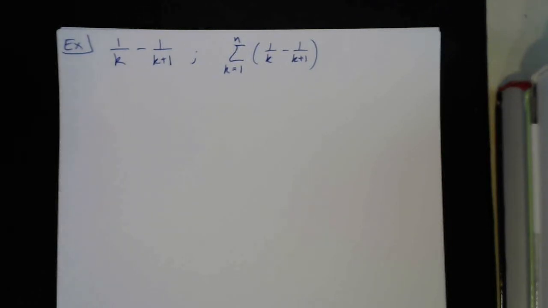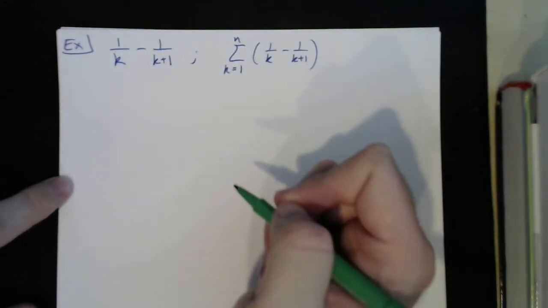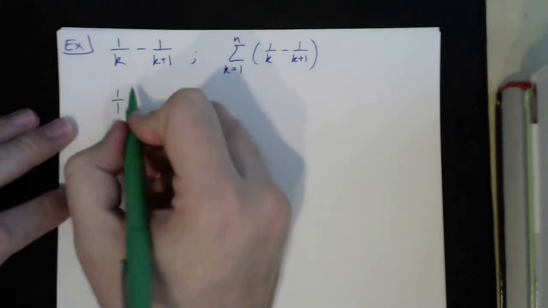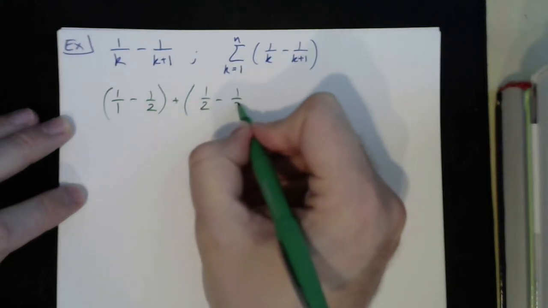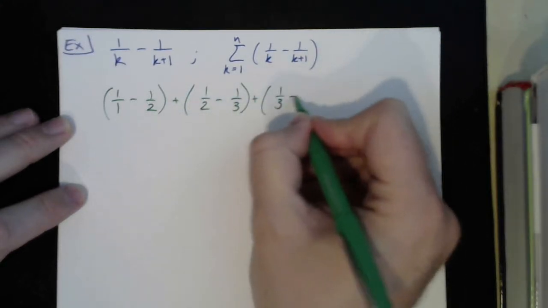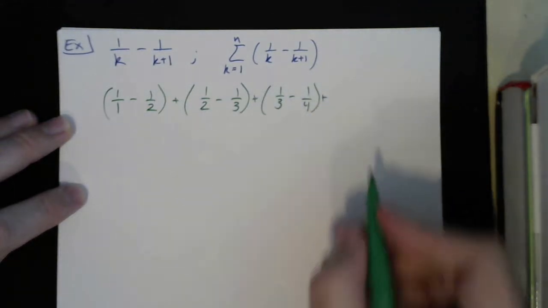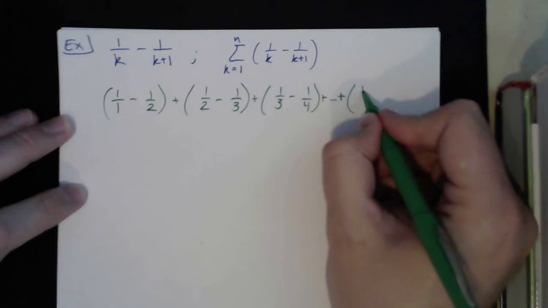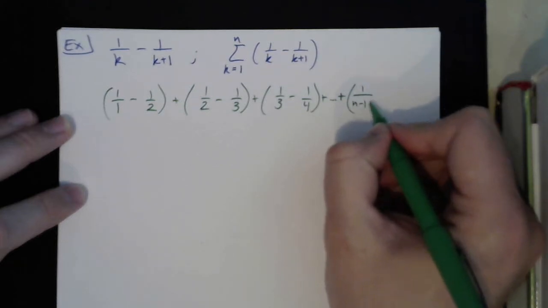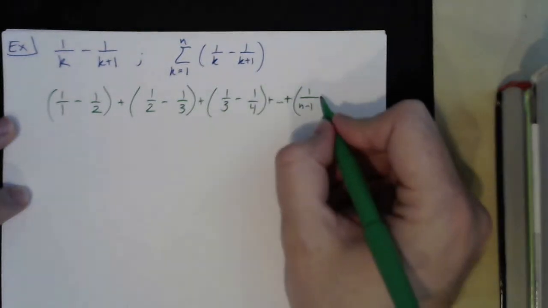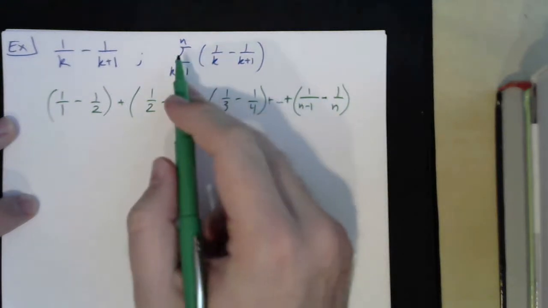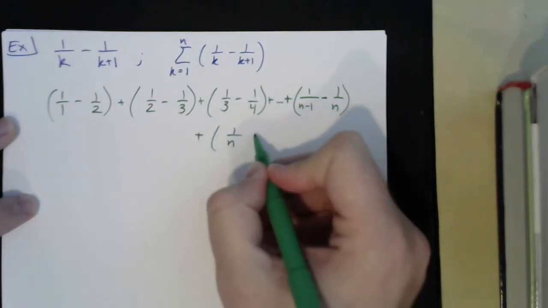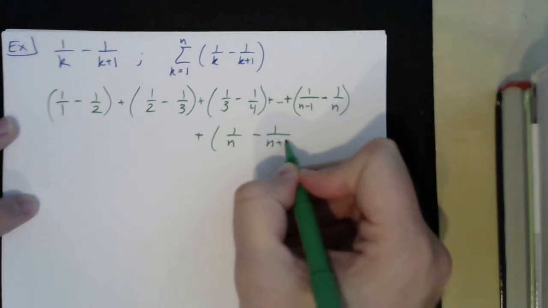So again, you should have seen this in Calc 2. It's a very famous type of series. So what we're going to do is expand this out. So we have 1 over 1 minus 1 over 2 plus 1 over 2 minus 1 over 3 plus 1 over 3 minus 1 over 4. And this continues, dot, dot, dot, until we have 1 over n minus 1 minus 1 over n, and then plus the last term, 1 over n minus 1 over n plus 1.